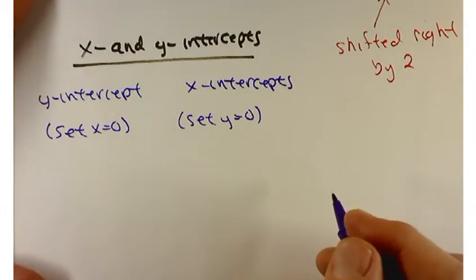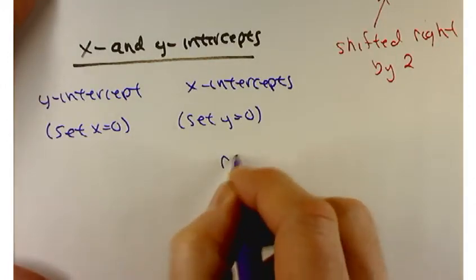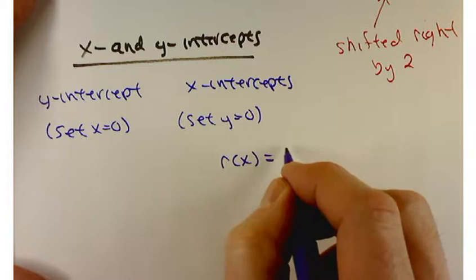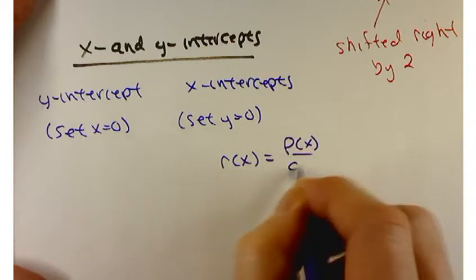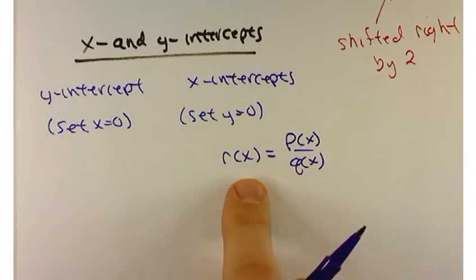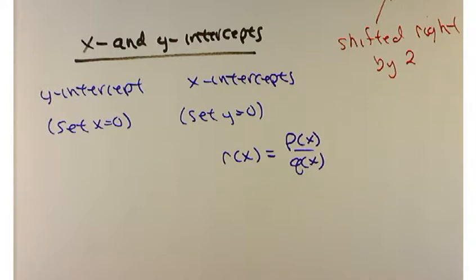Now keep in mind that we're going to set y equal to 0 in a situation like this. R of x equals p of x over q of x. Now, in something like this, my r of x is really the y. So effectively, I'm going to set y equals 0.